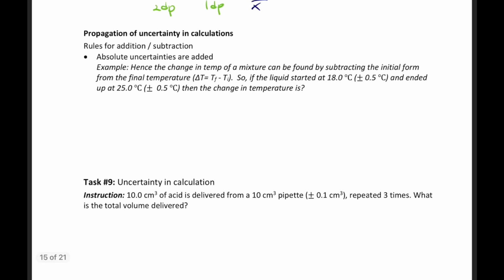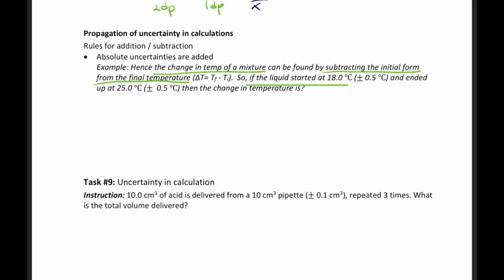Then let's talk about how to propagate uncertainty in calculations. When we have addition and subtraction in calculations, we have to add the absolute uncertainties together. In this example, the change in temperature of the mixture can be found by subtracting the initial from the final temperature. If the liquid started at 18.0 degrees Celsius plus minus 0.5 degrees Celsius and ended up at 25.0 degrees Celsius plus minus 0.5 degrees Celsius, then the change in temperature is?